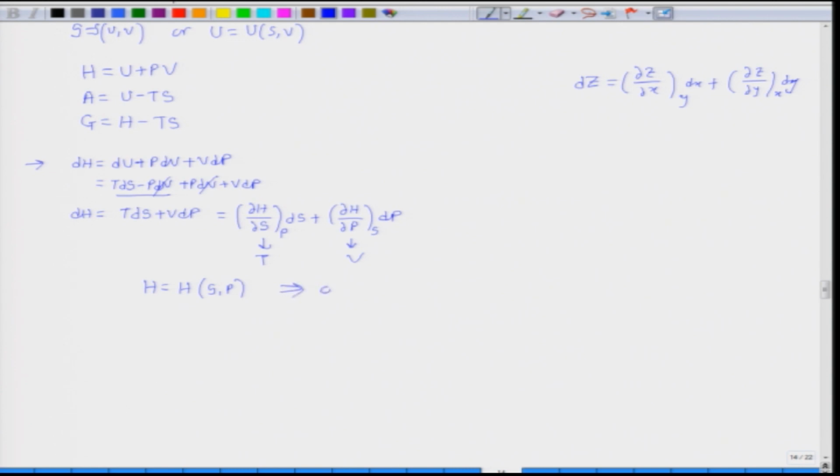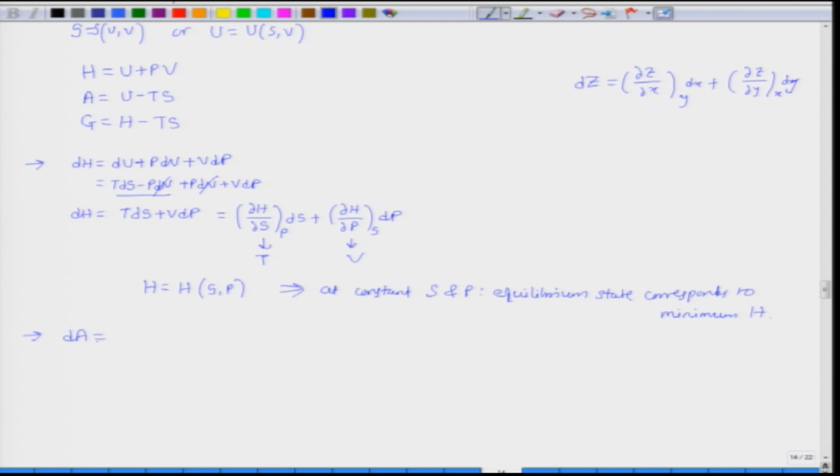And we can show then that at constant S and P, the equilibrium state corresponds to minimum enthalpy. Okay. So, we got a criteria of equilibrium in terms of H, but again this is not very convenient. So, let us try to figure out what happens with A.